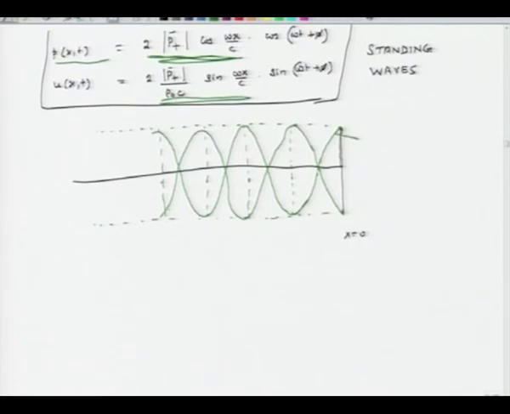This is called the spatial envelope for pressure, and this spatial envelope for pressure is depicted by the expression 2 p plus bar times cosine omega x over c.